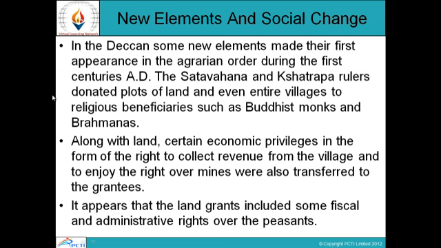New elements in social change. In the Deccan, some new elements made their first appearance in the agrarian order during the 1st century AD. The Satavahana and Kshatrapa rulers donated plots of land and even entire villages to religious beneficiaries such as Buddhist monks and Brahmins. Along with land, certain economic privileges in the form of the right to collect revenue from the village and to enjoy the right over mines were also transferred to the grantees. It appears that the land grants included some fiscal and administrative rights over the peasants.